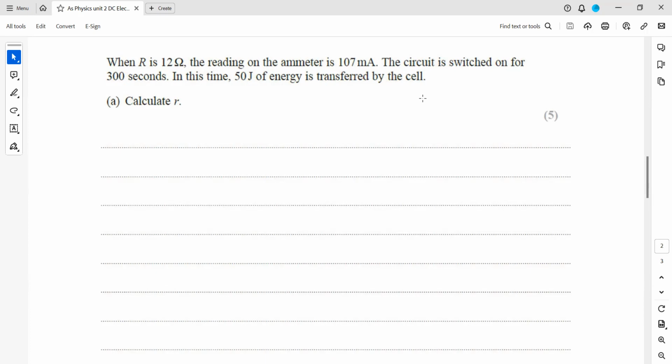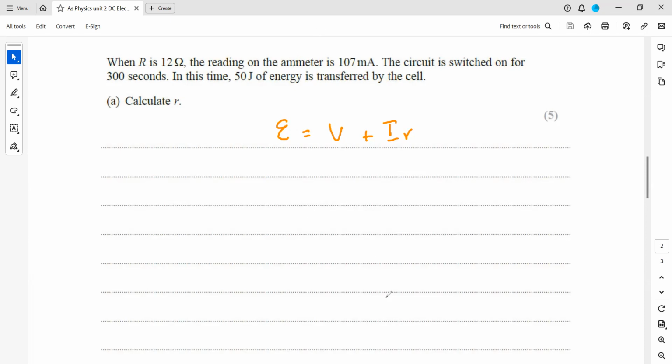In this time, 50 joules of energy is transferred by the cell. We have to calculate the internal resistance r. So first, what we can do is work out the EMF, because the formula is EMF equals V, the output voltage, plus the voltage drop internally, capital I into small r.